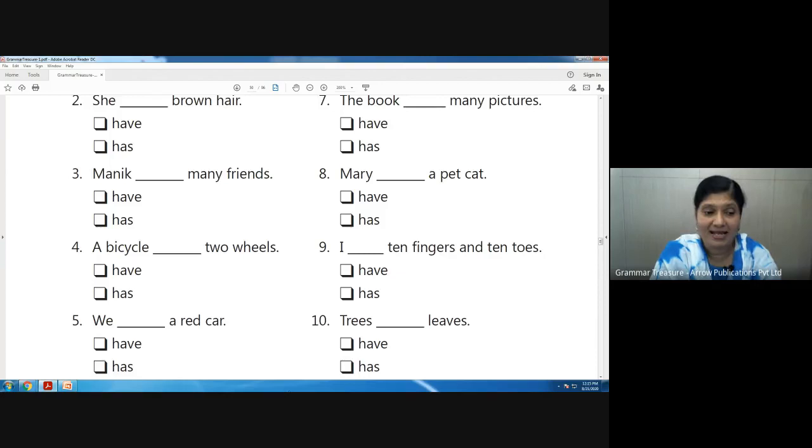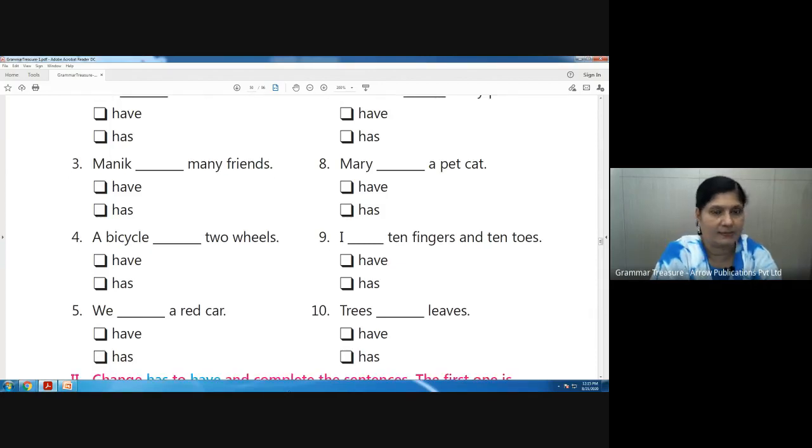You have to tick has. You have to tick the correct answer. Fourth one, a bicycle dash two wheels. Now bicycle is singular. So you tick has. A bicycle has two wheels. Now fifth one, we dash a red car. I, we, you, they. We use have. So tick have. We have a red car.